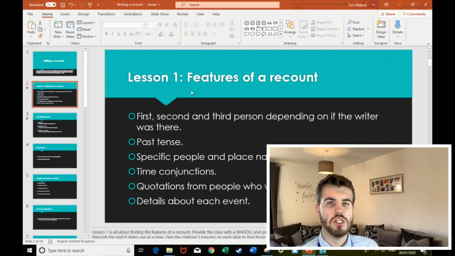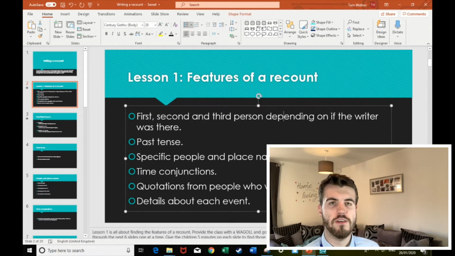You want to go through each of these features briefly on the board before giving the children the time to read through the waggle and make sure they understand what they're reading. Once you've discussed the features briefly, then give children a chance on each of the following slides to go through them in more detail. You might want about 5 minutes, which will make about half an hour, as there's 6 different features to look for.